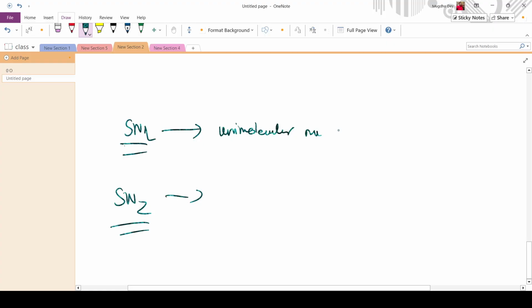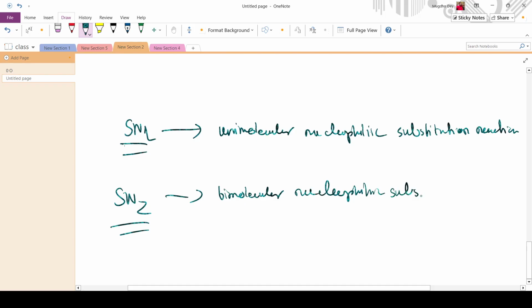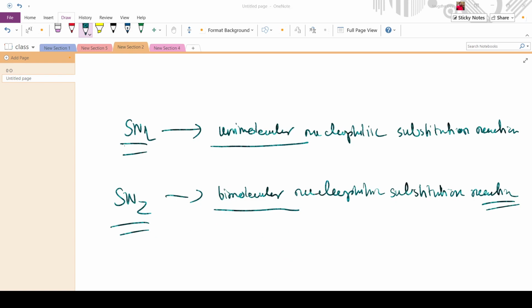Unimolecular nucleophilic substitution reaction. This is bimolecular nucleophilic substitution reaction. So you can clearly understand both of them are of the same mechanism. It's just that this is unimolecular and this is bimolecular. Why bi? Why uni? Well, if I provide you a table of differences, then it will be much easier.